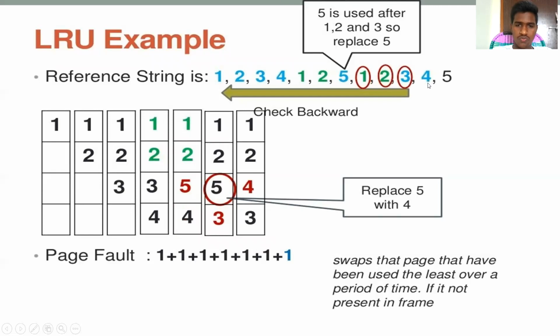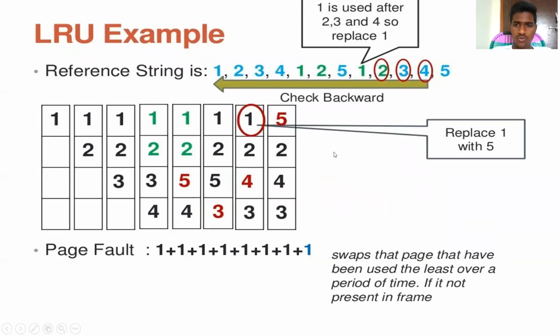And next 4, we have to replace the 4. We have to compare. 1 is recently used and 2 is also recently used. 5 and 3 are also recently used. Comparing with this 3, 5 is used very recently. So we have to replace this 4 with 5. Here you can see 1 is most recently used. So the recently used is 5, so we have to replace this 5 with this 4.